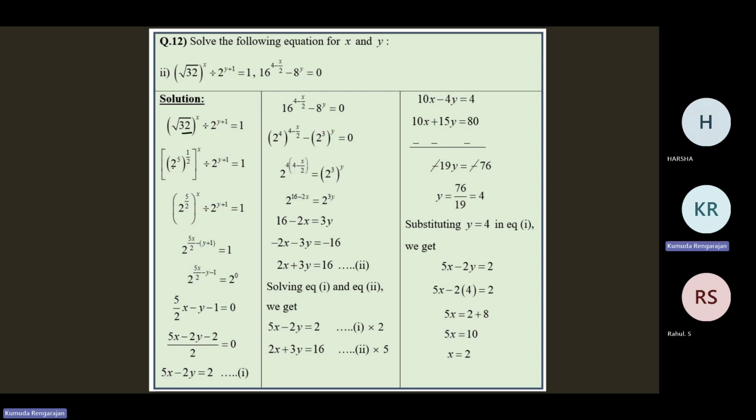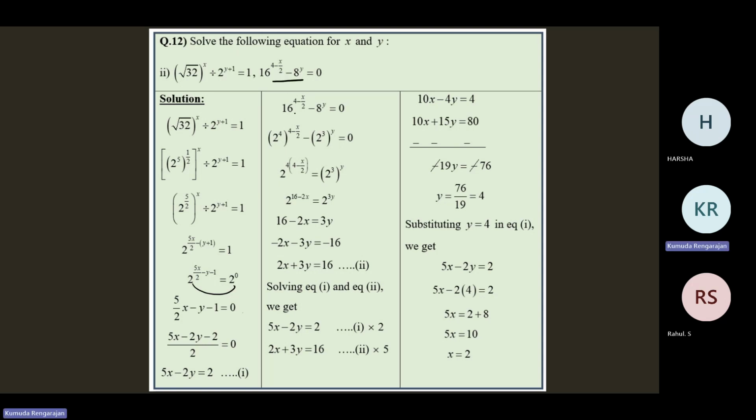So we write 32 as 2 to the power 5. The square root is written as to the power 1 by 2. And this x here. And when you multiply the powers, you get 5x by 2. And here the power is y plus 1. It's division. The bases are same, 2. So we subtract the powers. And on the other side, we have 1. But the base is 2. So we write 1 as 2 to the power 0. If the base is 3 here, write this as 3 to the power 0. If the base is 5 here, write it as 5 to the power 0. Then bases are same, equating the powers, taking the LCM, cross multiplying and all that, you get an equation. That equation, write it in this form. Have x and y on one side and the constant on the other side.